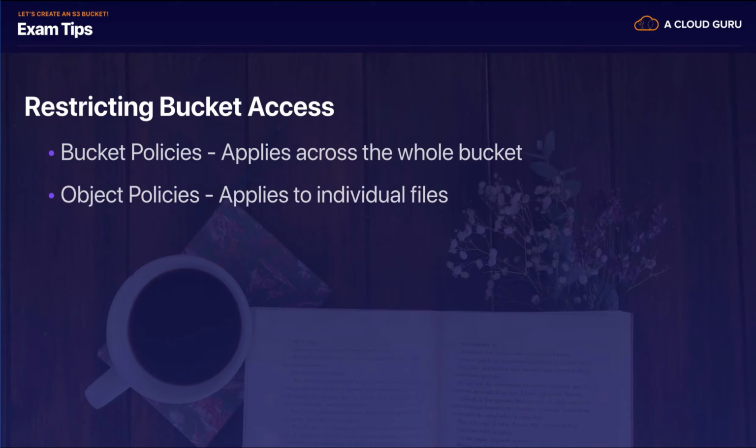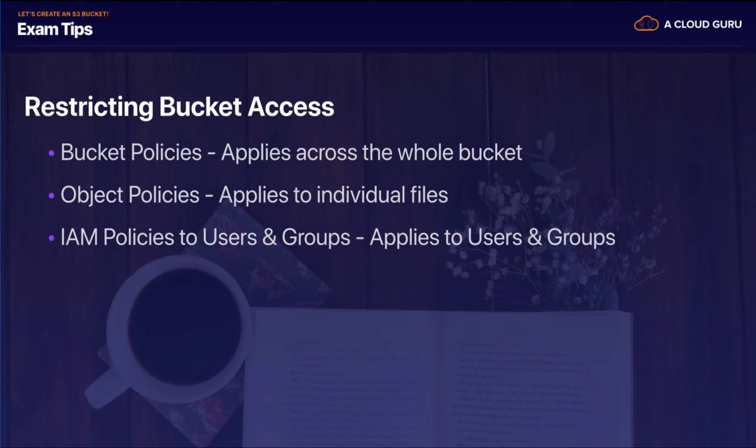The other way we can restrict bucket access or grant object access is using object policies. And rather than applying this across an entire bucket, these are applied to individual files within your bucket. And then finally, we can use IAM policies on users and groups within your AWS account to control bucket access.